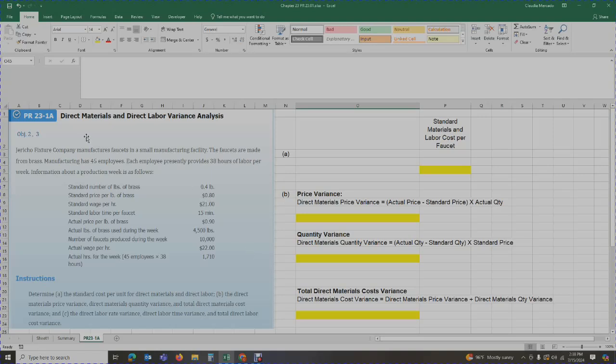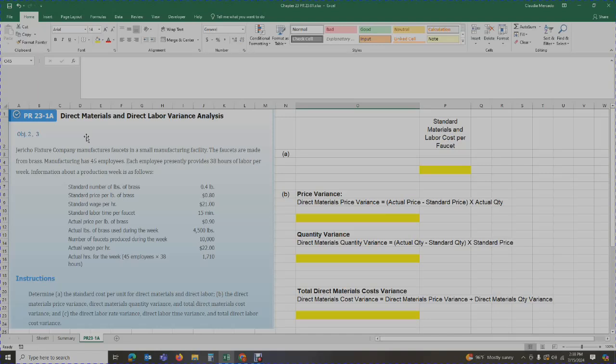The problem is direct materials and direct labor variance analysis. So we have Jericho Fixture Company manufactures faucets in a small manufacturing facility. The faucets are made from brass. Manufacturing has 45 employees. Each employee presently provides 38 hours of labor per week. Information about the production week is as follows.